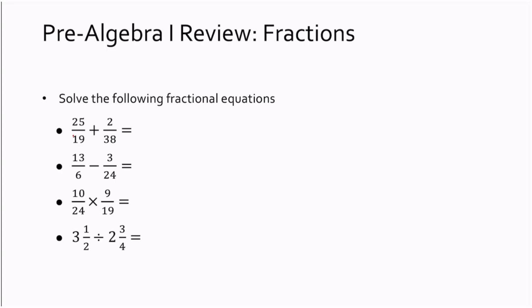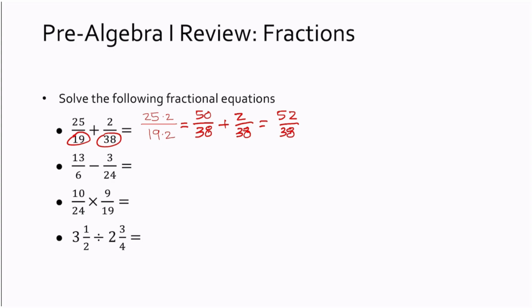Okay, so with this first one, we have to start out and make sure that we have a common denominator here. And I know that 19 times 2 equals 38. So I have to multiply both the top and the bottom of this first fraction. So I get 50/38 plus 2/38 is going to give me 52/38.